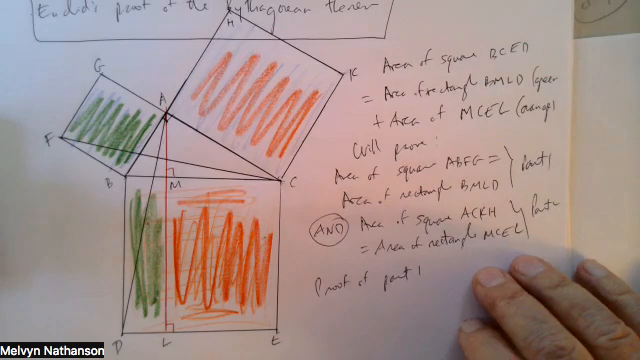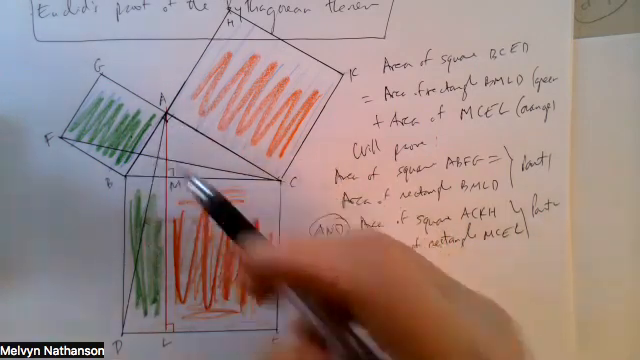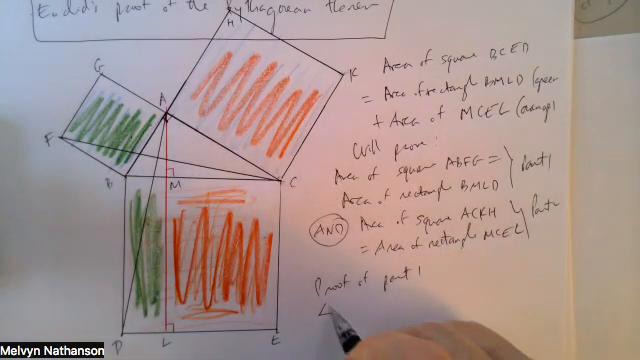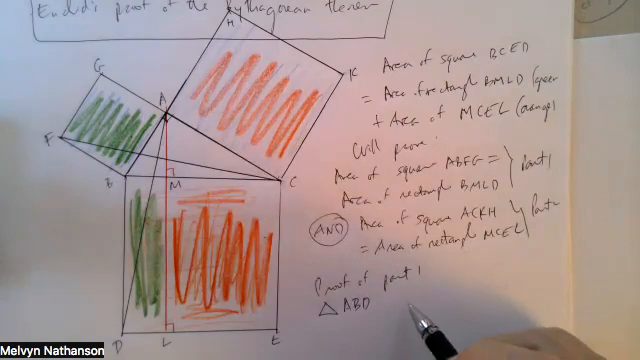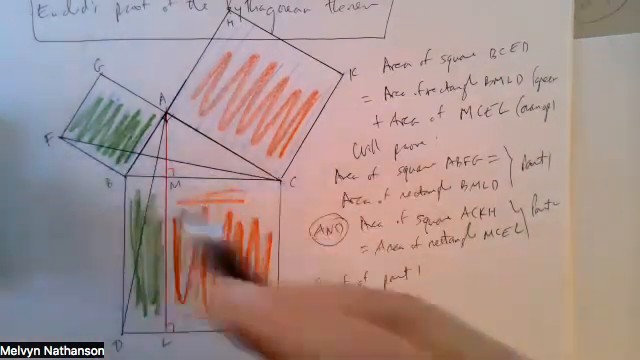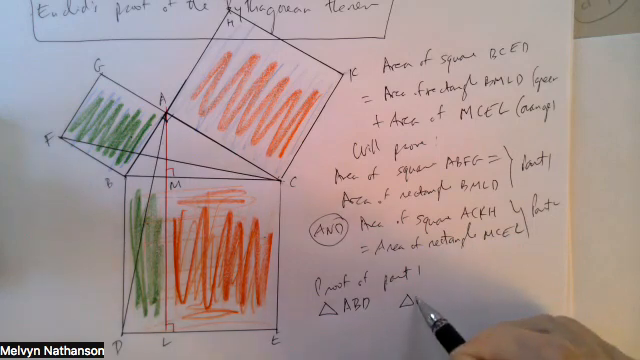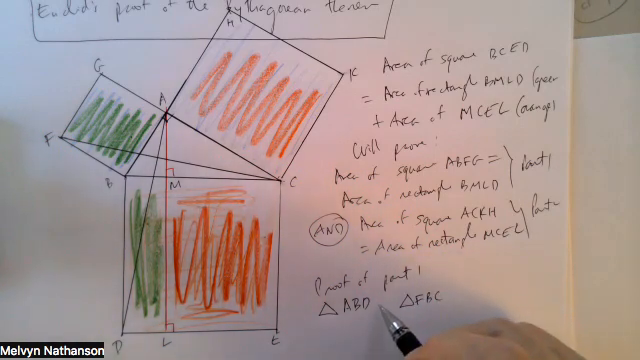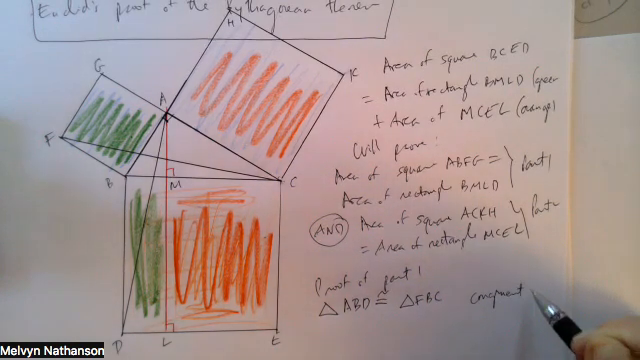Let's look at the skinny triangle. We have triangle ABD, right? That's this triangle. And let's also look at this other skinny triangle, triangle FBC. And we're going to prove these two triangles are congruent. Congruent triangles.